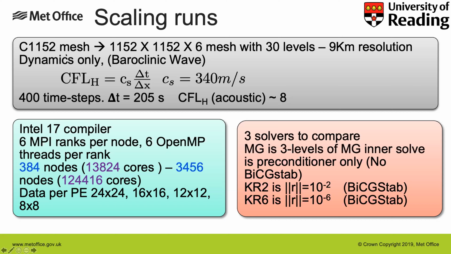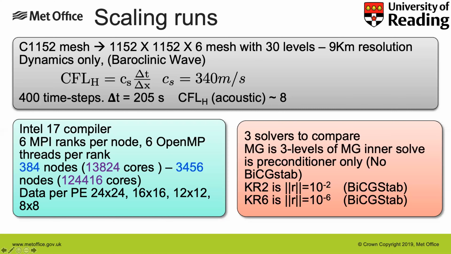We'll look at the scaling for this on a much higher resolution mesh, so a C1152 cube sphere, again with 30 levels. So that gives us about a 9-kilometer resolution. Again, it's the dynamics only, a baroclinic wave test.